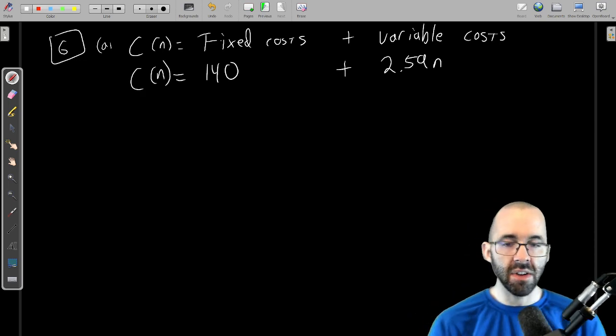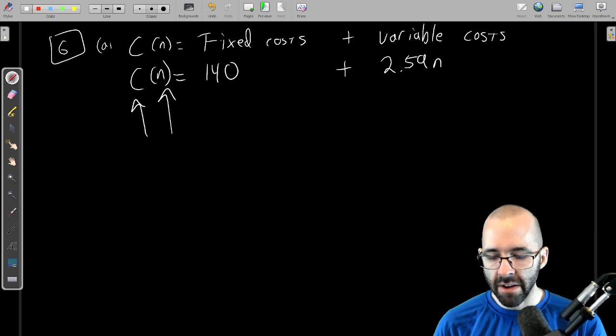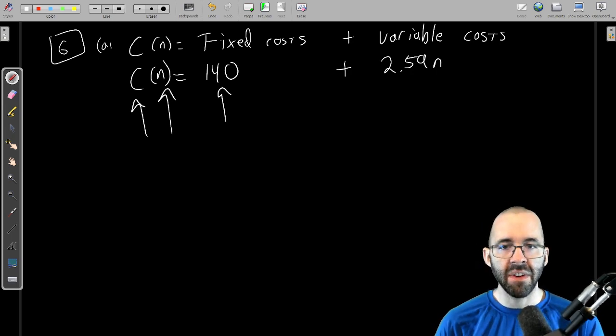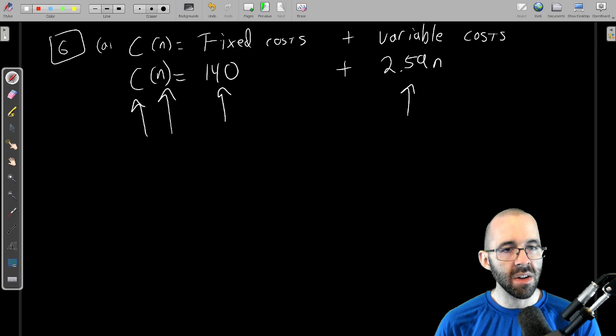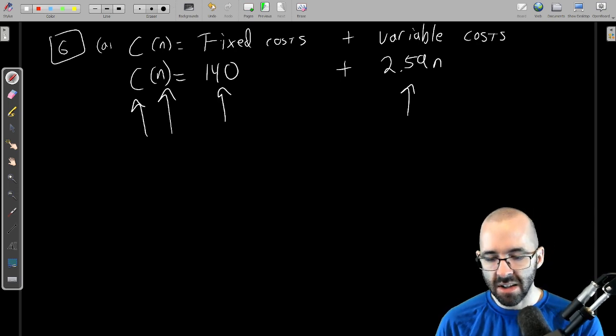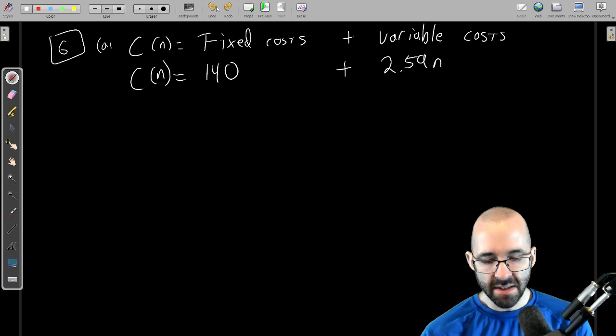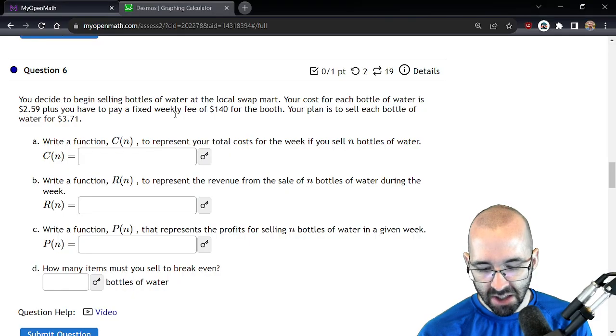This is what our cost function looks like. Cost is a function of n. It's always going to be a fixed cost of 140. And we also have to pay $2.59 for each water bottle that we sell. Let's input that and see if it likes it. 140 plus 2.59n.